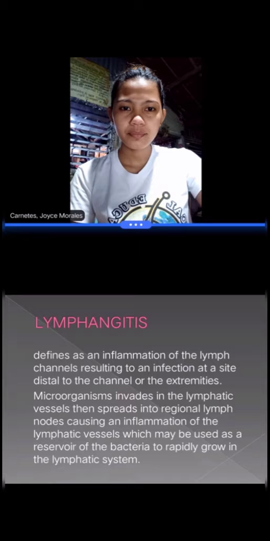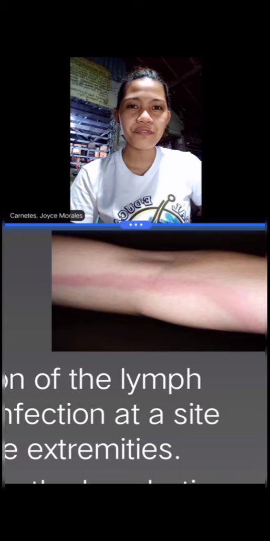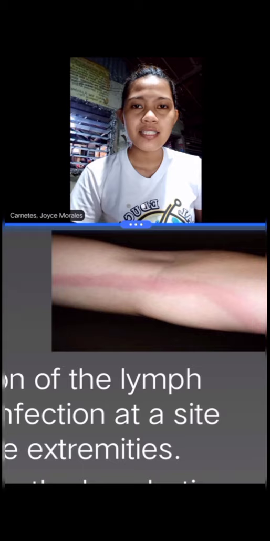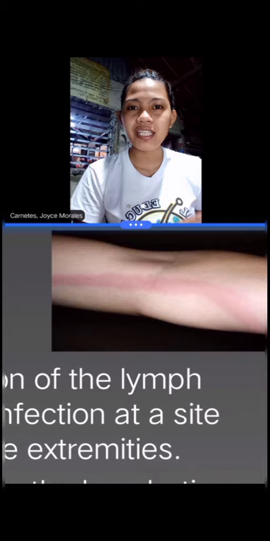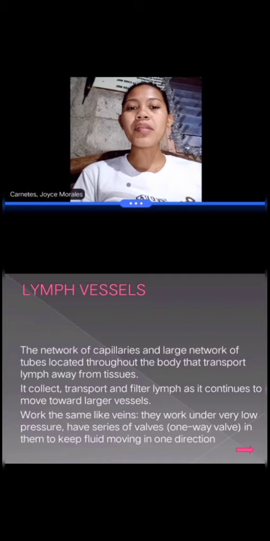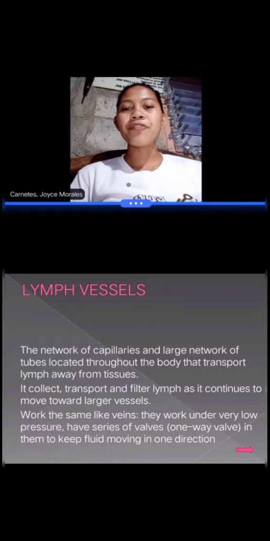We can see here that there's a red streak, which is one of the symptoms of lymphangitis, and it extends in the arms and legs from an infected wound, outlining the lymphatic vessels as they drain. Lymph vessels are a network of capillaries and large tubes located throughout the body that transport lymph away from tissue. They collect, transport, and filter lymph as it continues to move towards a larger vessel.